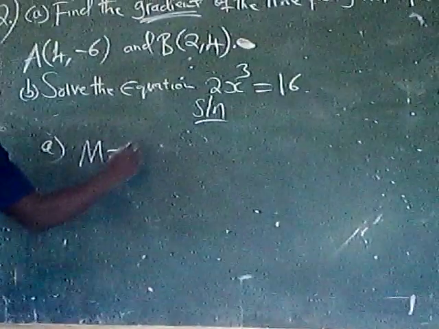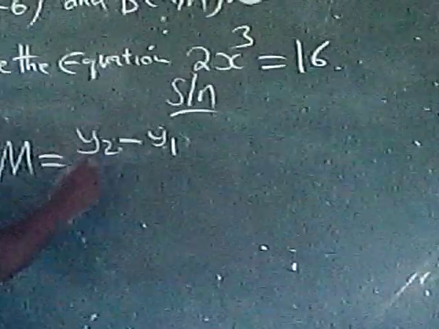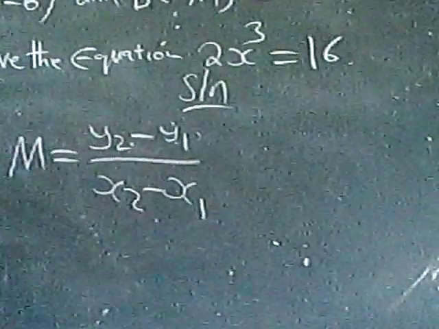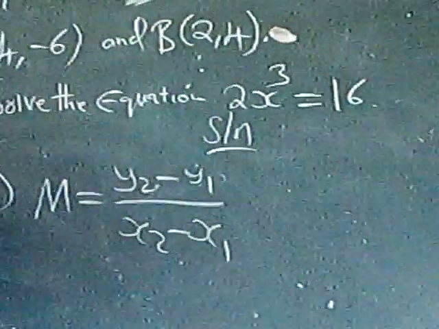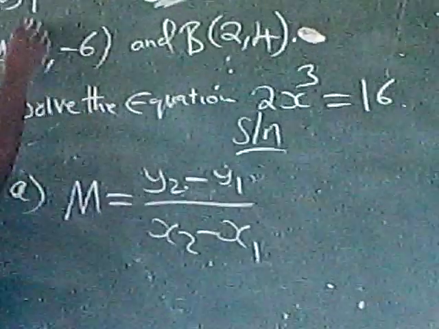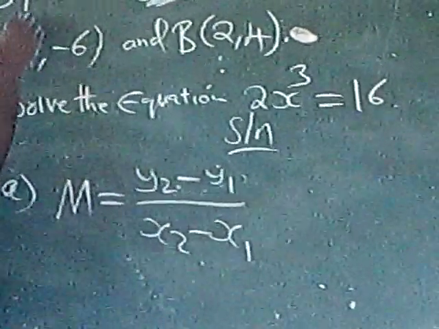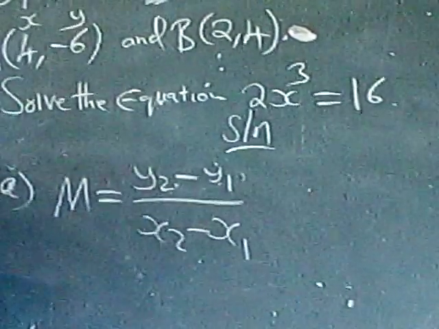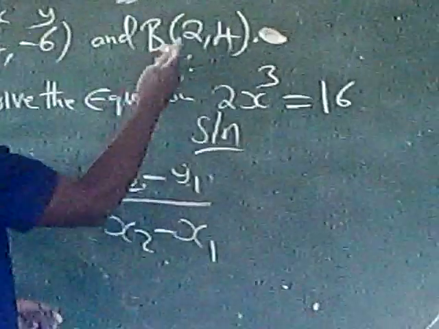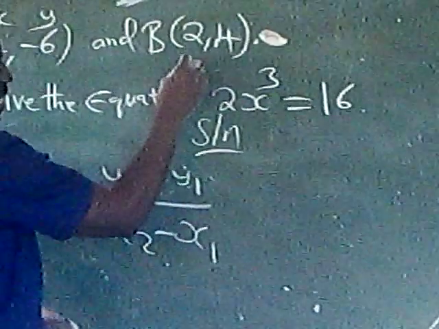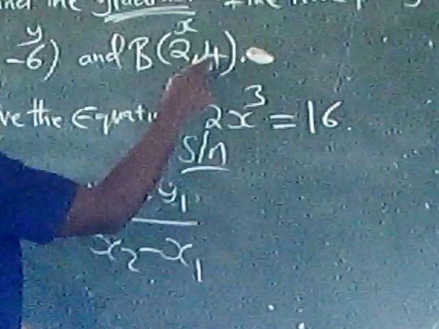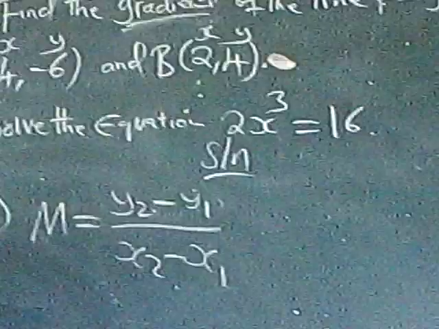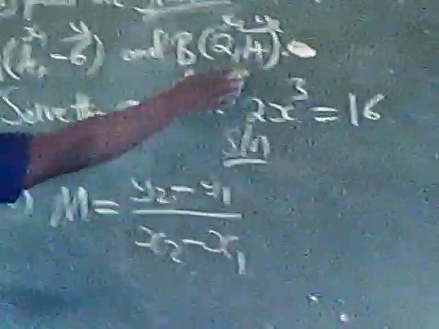M is given by y2 minus y1 over x2 minus x1. From there, you name these 2 points here. We know this 4 in this particular point is from the x-axis, and this is the x value. This negative 6 is from the y value, we name it as y. We move on to B. We have got 2, 4. This 2 is from the x-axis, and this will be x. And this 4 is from the y-axis, and this will be y.